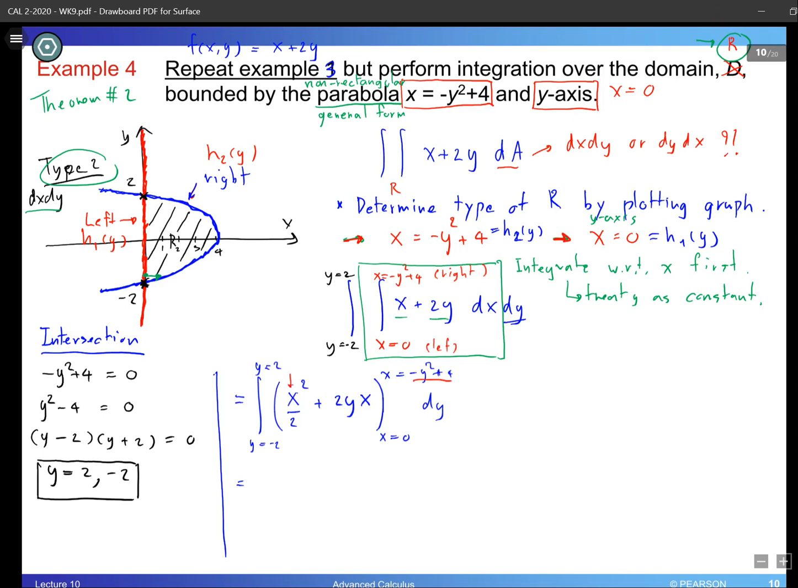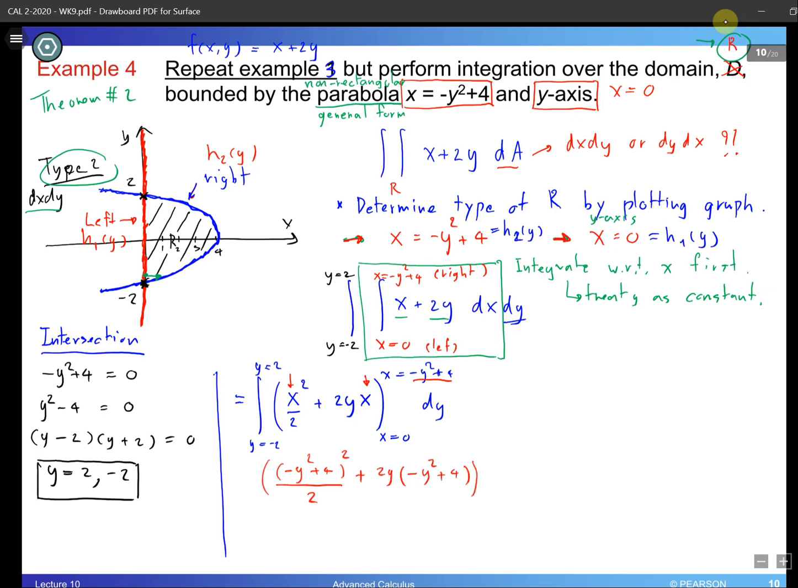So it's going to be this minus, before that let me work on this outside. So it's going to be this minus y squared plus 4, and we have this square right here. It's going to get squared, divided by 2. This value goes in as the x value, plus 2y times this x, which is equal to minus y squared plus 4. That is the first term, the first value of x.